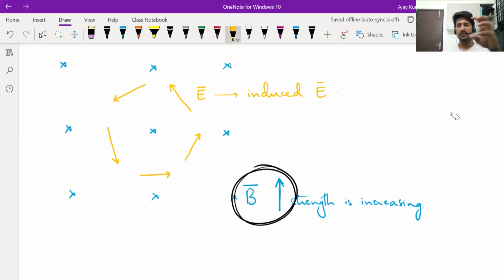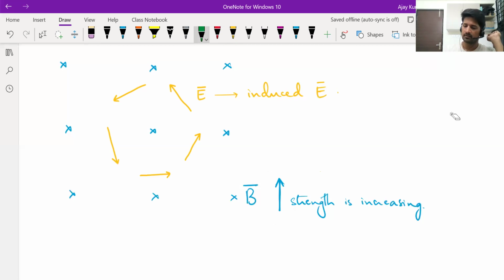What's the difference between the induced electric field and the usual electric fields that we used to talk about? The usual electric fields that we used to talk about were generated by charges. But the induced electric field is not produced by charges. It is produced by a time varying magnetic field. This one. Okay, that is one difference.